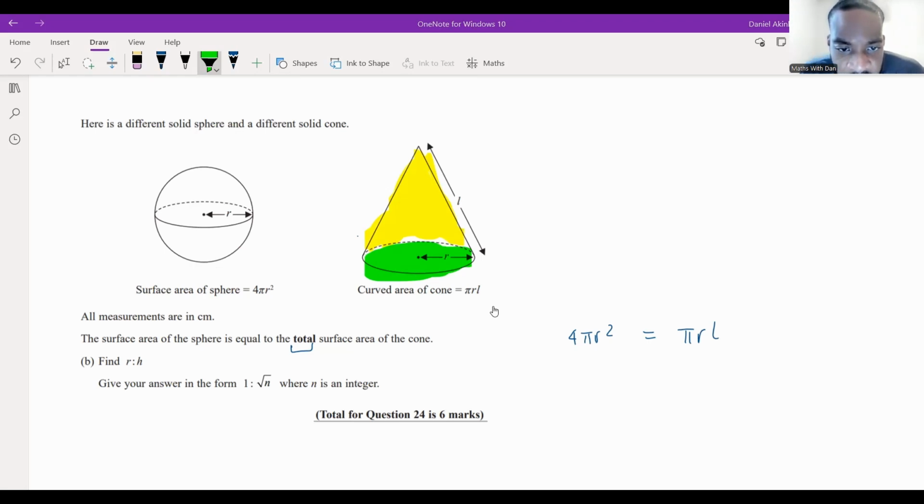The equation that gives not the total. Yeah, exactly. This is not the total. This is just the curved part. Thank you very much, Ebony. We need to get the total one by adding on the circle at the bottom. So I'm going to add on pi r squared, and this will be the total surface area of the cone. Does that make sense, guys? Are we happy with this?